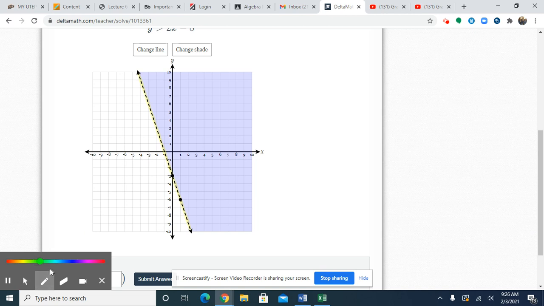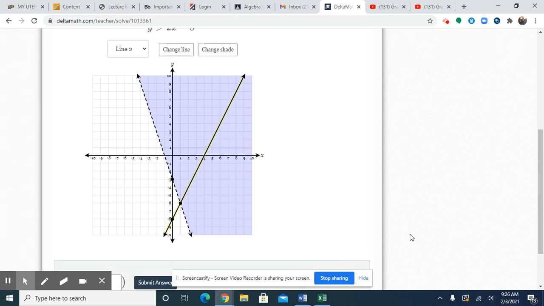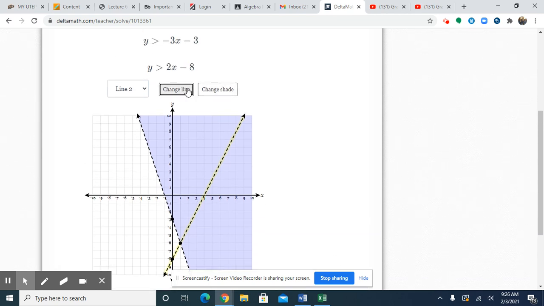Let's go with the second one. -8 down here. And then our slope of 2 over 1. Our line again is dotted. And then the shading tells us that it's on top.